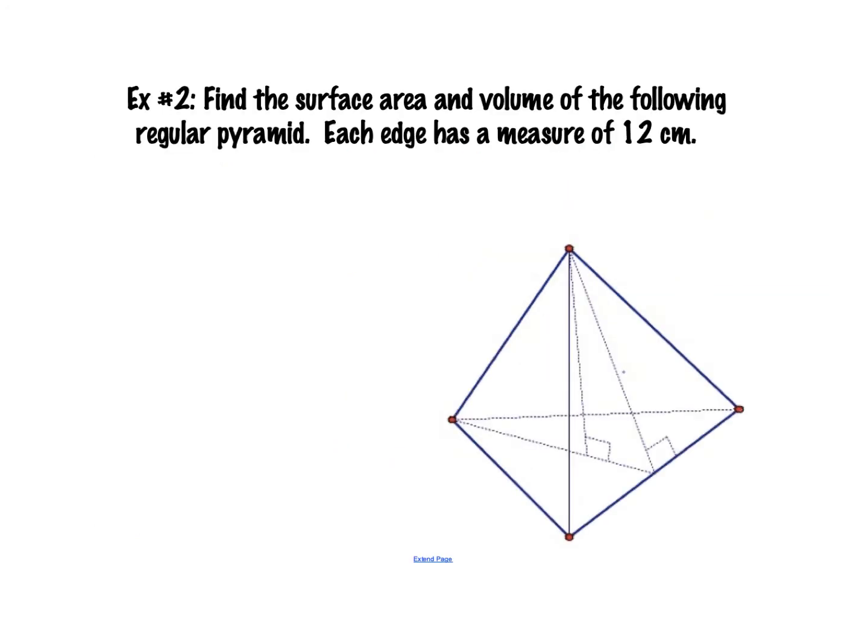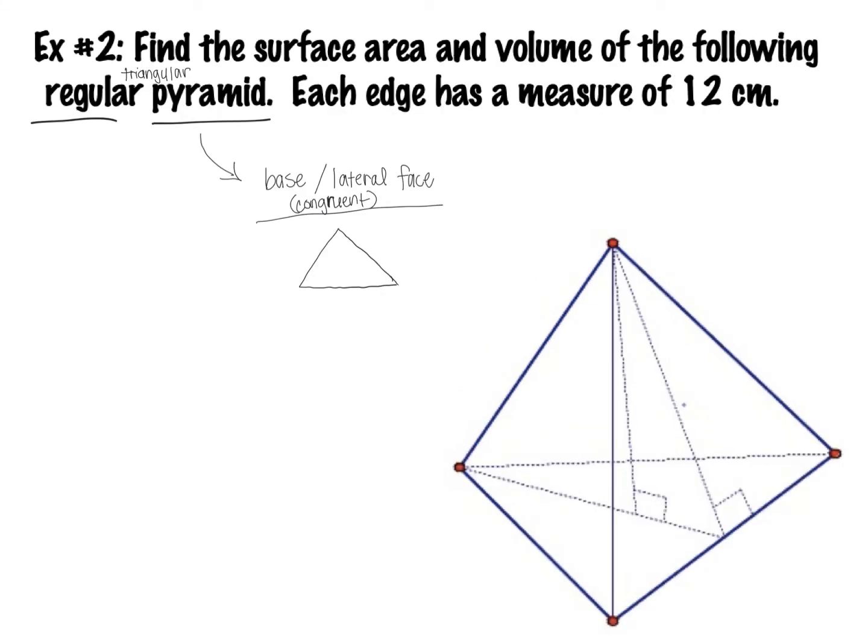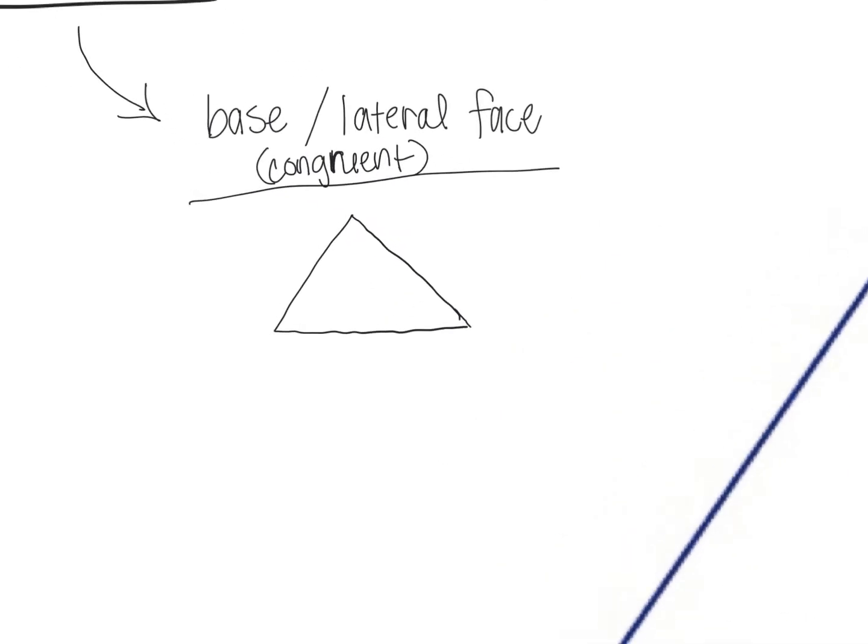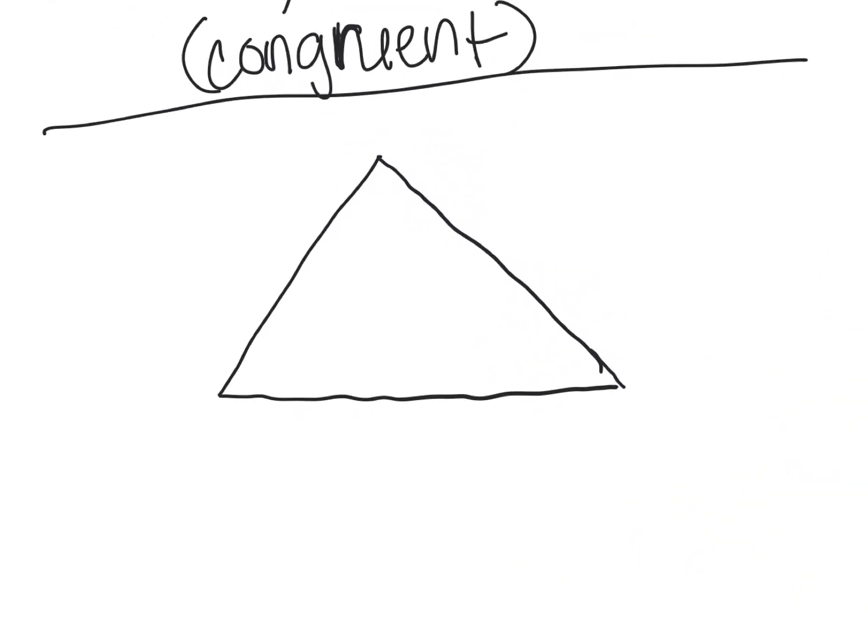All right, this second example is very similar to the previous. We want to find the surface area and volume of the regular triangular pyramid. Remember that this means that your base and all of your lateral faces are congruent triangles. So let's just draw one of them and break down all the pieces. We do know that each edge has a measure of 12 centimeters. So let's go ahead and label that in the picture first.